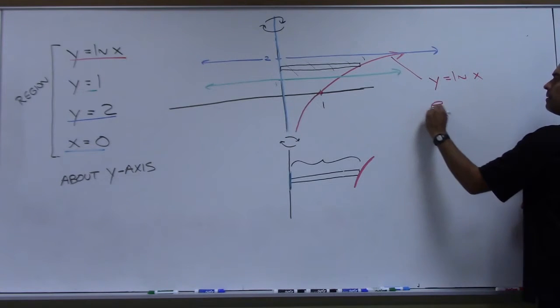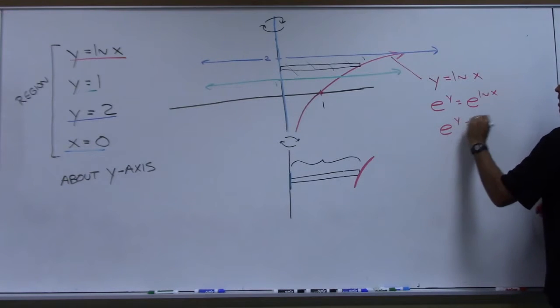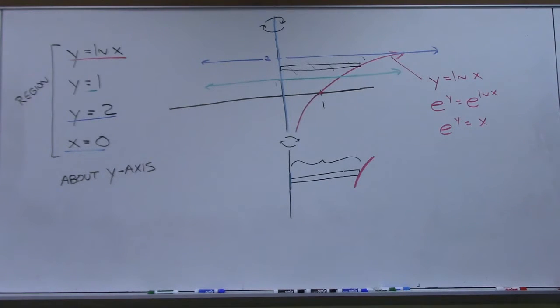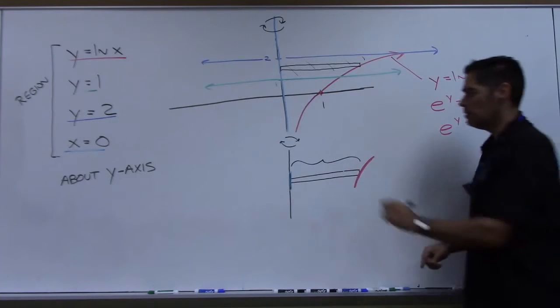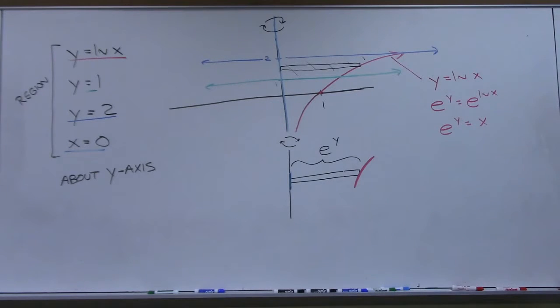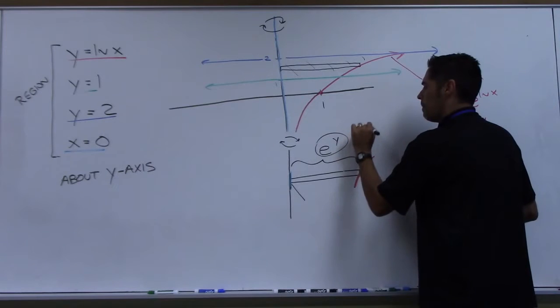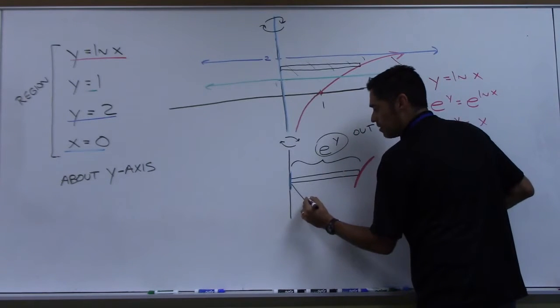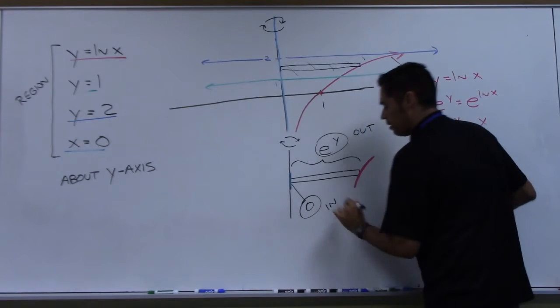E on both sides? And that gives you e to the y is x. So that outer radius is actually e to the y. That was a little tricky, right? You have to pay attention to that. What about the inner radius? X is 0, so 0. That's my inner.